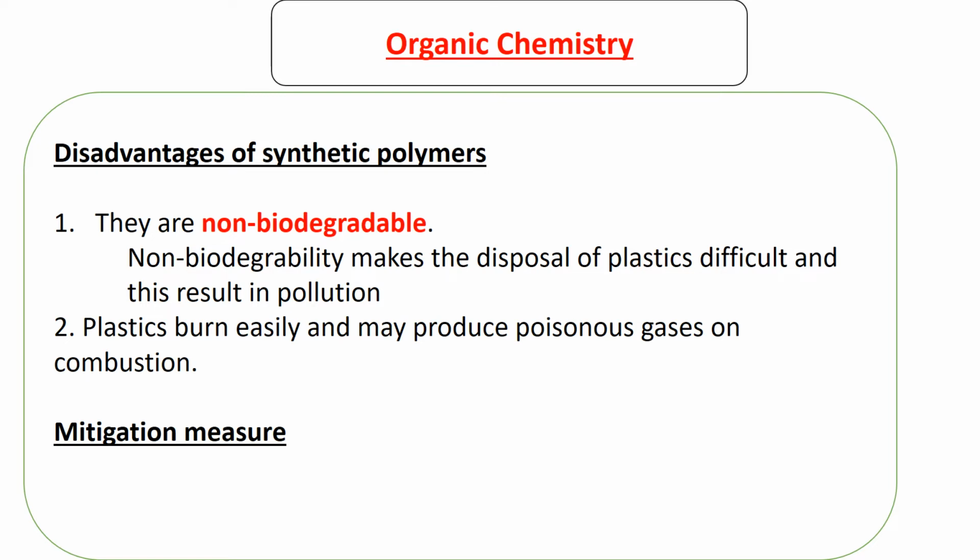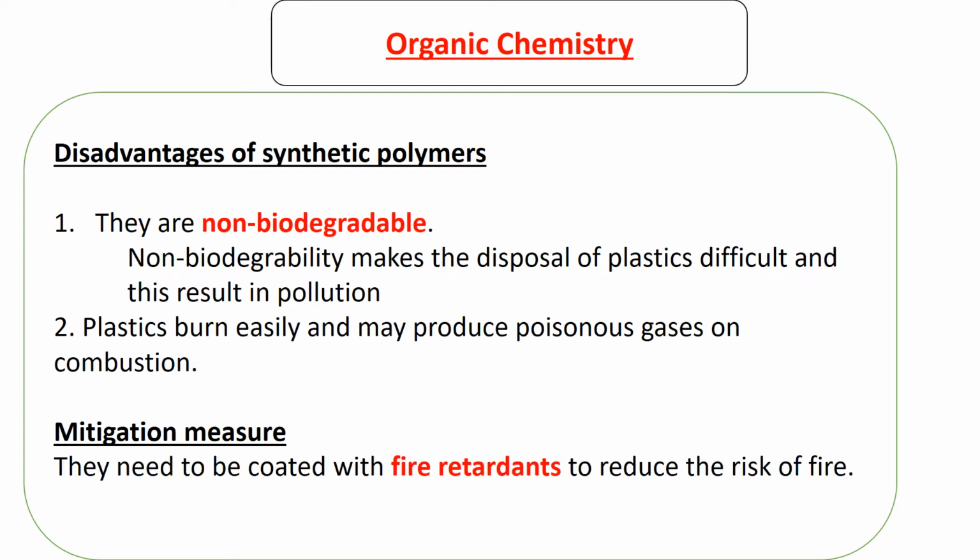What can we do to make sure that plastics do not participate in burning? It can happen that maybe a house is on fire. Because of the nature of plastics, they can easily catch fire. So what can we do to reduce such instances where plastics are involved in burning and they end up emitting poisonous gases? So the mitigation measure is simple.